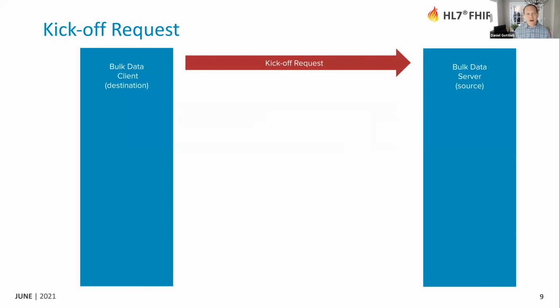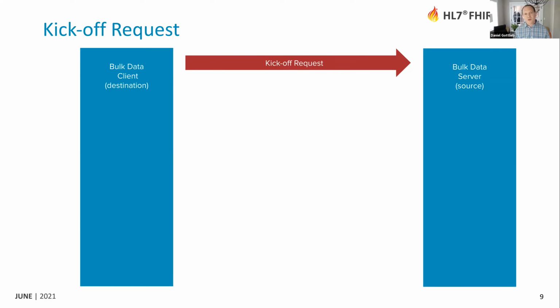So in this diagram on the left side, we have the bulk data client. This is the system that wants to receive the data. That might even be a job that runs on your server every night and pulls in data from an EHR and then uploads it into a data warehouse, to use our initial example. And then on the right is the bulk data server. In the example I just mentioned, that could be an EHR. Of course, it could also be a claim system at a payor, or even another data warehouse that you want to get large amounts of FHIR data from.